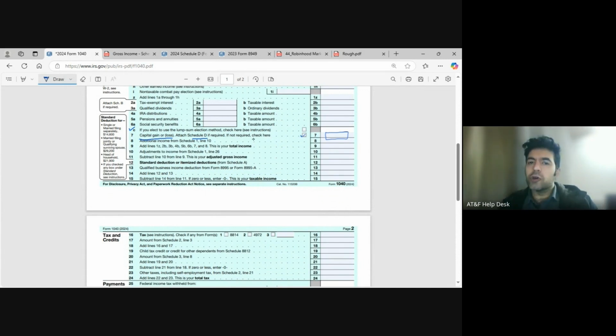Most of the time, Schedule D definitely will be required, and most of the time, even if there is only one sale, it is advisable, and you should make it a practice to attach the schedule, because the more disclosure you make, the less notice will be there from the IRS.